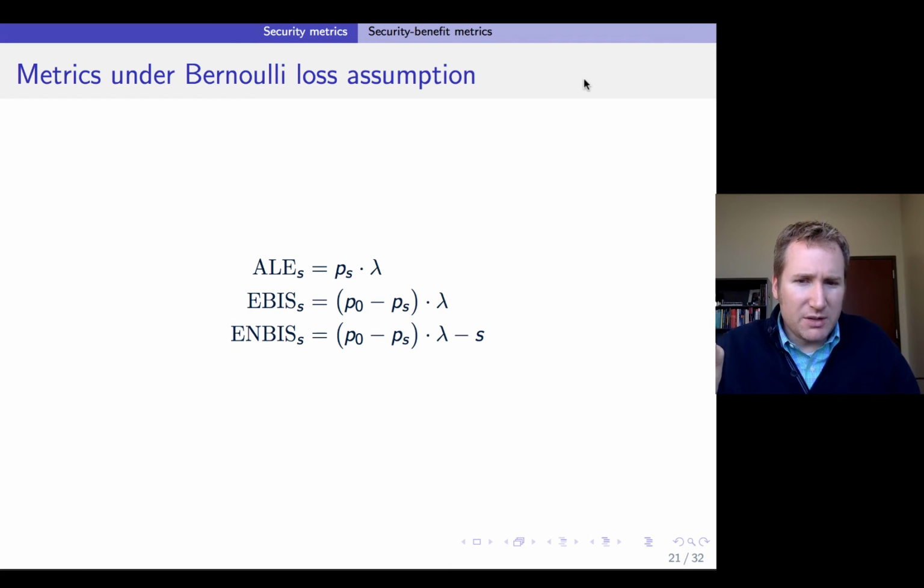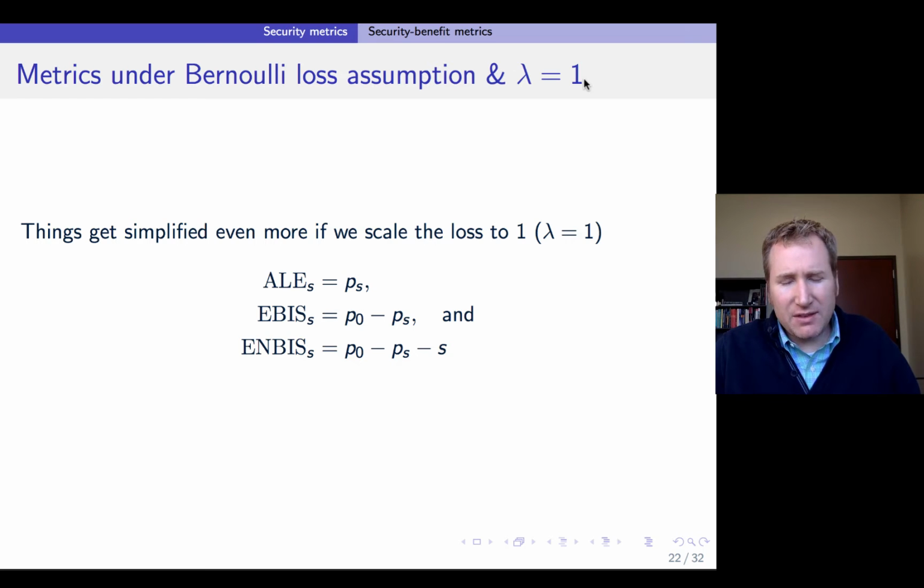Again, here are greatly simplified metrics under the Bernoulli loss assumption. And if that's not simple enough for you, we can make one final simplifying assumption, which is that you can normalize the loss, rather than it being a general loss lambda, to just 1. If you do that, you eliminate that variable, and you end up with just a metric where you're essentially calculating probability differences and security spending. And that's all we'll talk about for now.